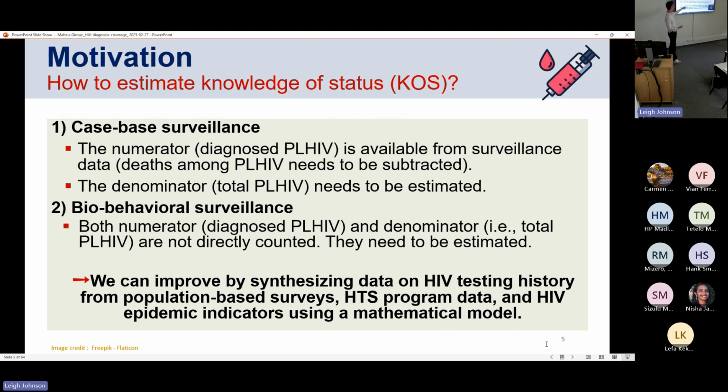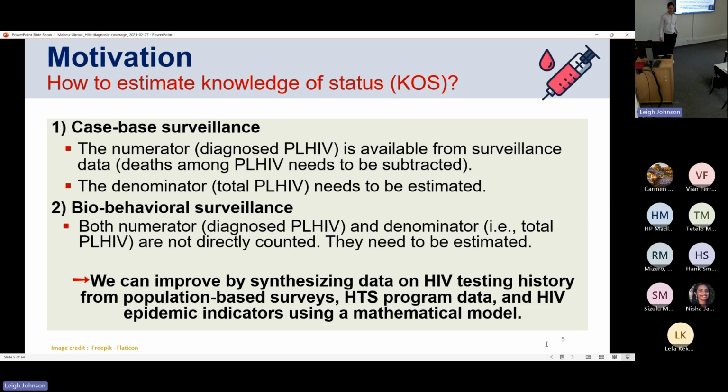So even in a setting where we have case-based surveillance, like I'm not going to show it today, but we've used this approach for the province of Quebec, where I'm native from, you still need to estimate the proportion of the overall population of people living with HIV, but you can do it in different exposure categories, men who have sex with men, people who inject drugs, etc. When you don't have case-based surveillance, the biggest challenge is that now both the numerators, or the number of people who are diagnosed with HIV, and the denominators need to be estimated because they're not directly counted. So it's an added difficulty to the modeling.